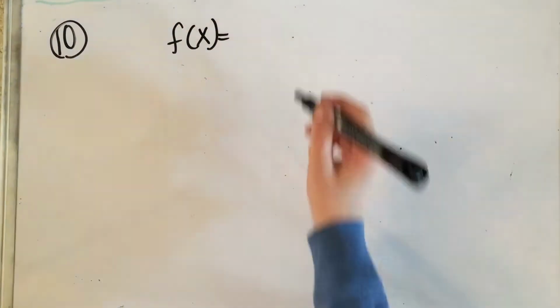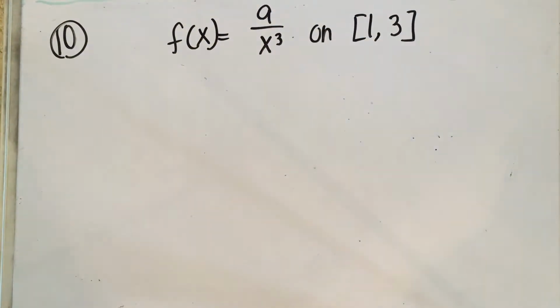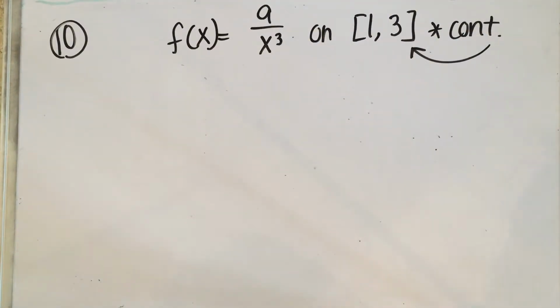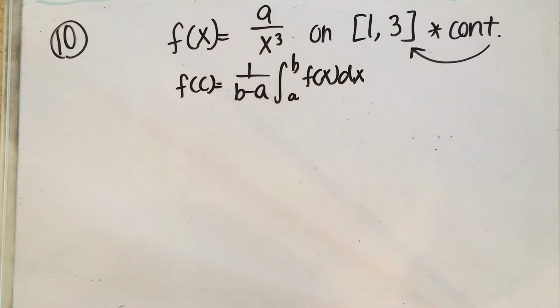Let's take for example 10. We must find the value of c guaranteed by the mean value theorem for integrals if f of x equals 9 over x cubed on the interval 1, 3. We must know that this function is continuous on this interval. So using the mean value theorem, we can solve this problem.